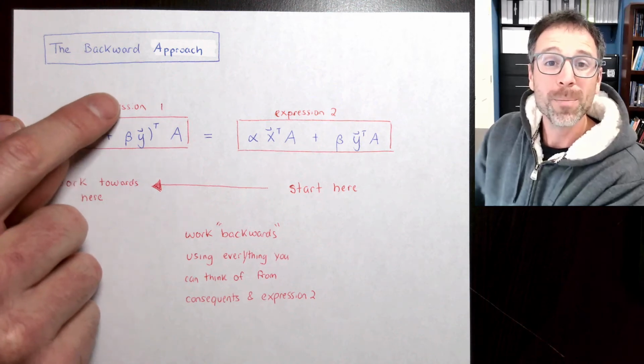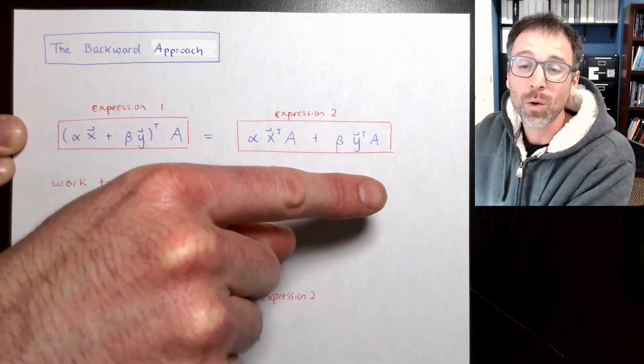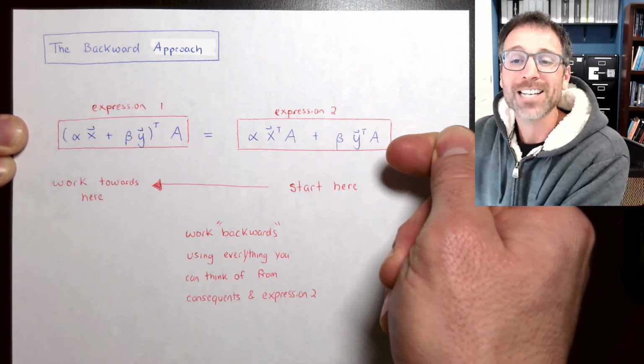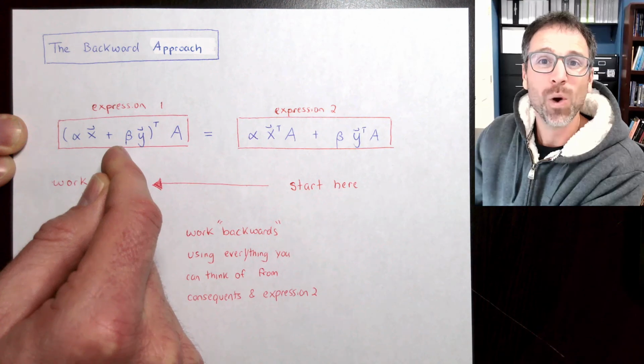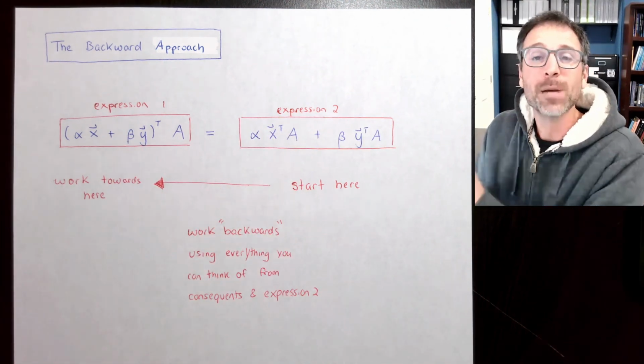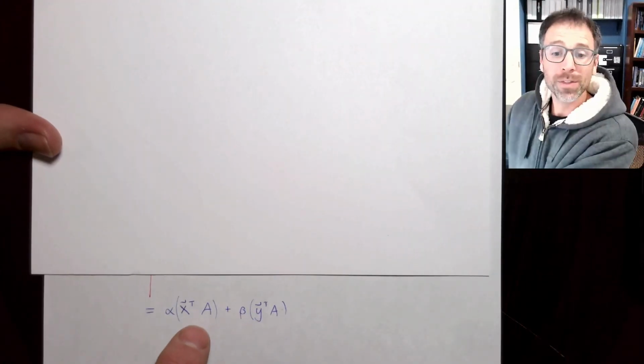When generating proofs using the backward approach, instead of starting with expression 1 and moving forward to the right towards expression 2, what we do is we start with expression 2 and see if we can move back towards expression 1. The hope is if we combine the forward and backwards approach together, we might actually be able to converge in the middle with a lot less pain and suffering. So with that, let's start with expression 2.